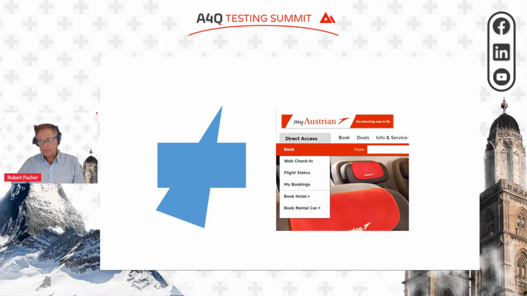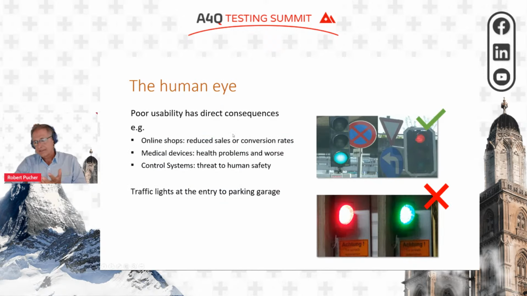Well, there are some other things you have to keep in mind. I don't want to go too deep into that, but when a screen is displayed, the user always tries to make the most simple geometric forms out of the screen. So when you look here, you obviously see direct access to web check-in, to flight status, to my bookings, to book a hotel, to book a rental car, which is wrong. This belongs to book. Direct access is a different thing. If you click direct access, you get something entirely different. But we believe there's something like this lying behind that. So, it isn't a great deal here, but in the end, it's a misunderstanding because of the way we interpret things.